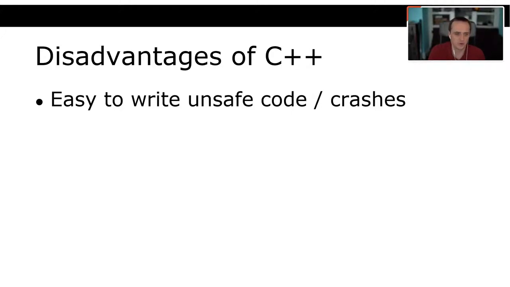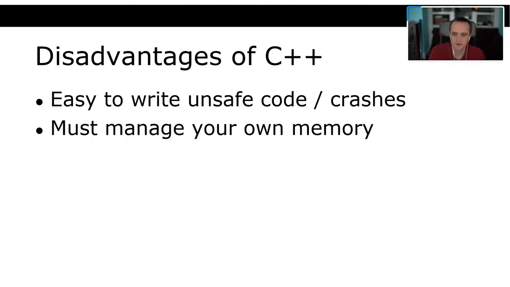And that unsafe code will just crash and give you very little to no explanation of why it did. You must manage your own memory. So we will see how we can write code in which we don't have to manage our own memory, but in general, C++ is not a garbage collected language like something like Java is. And so we do have to manage our own memory. However, we will show in this course using our RAII why that won't be a big issue for us.